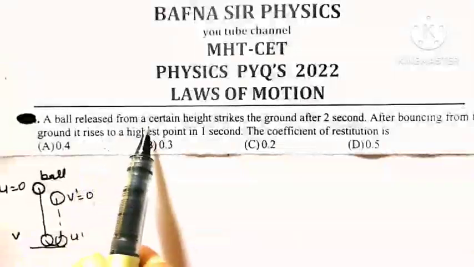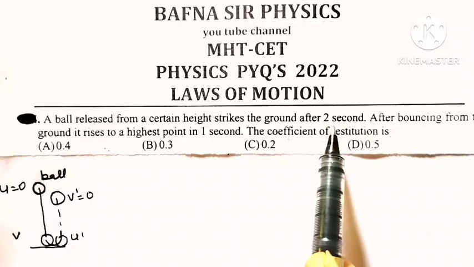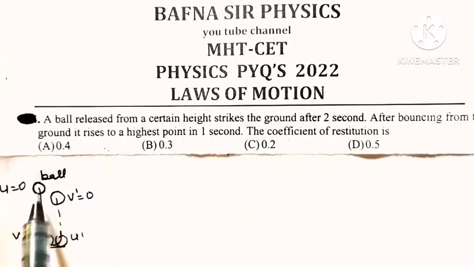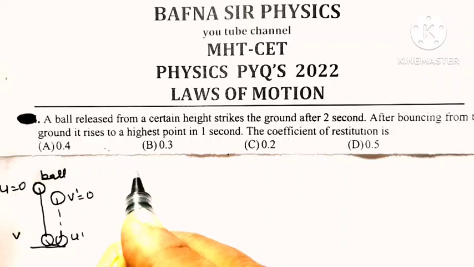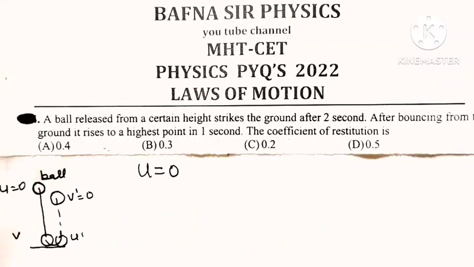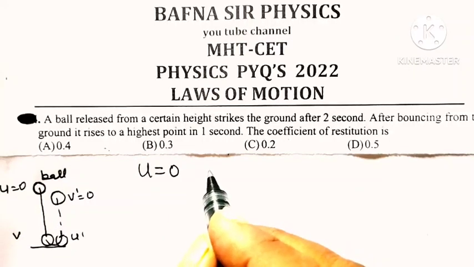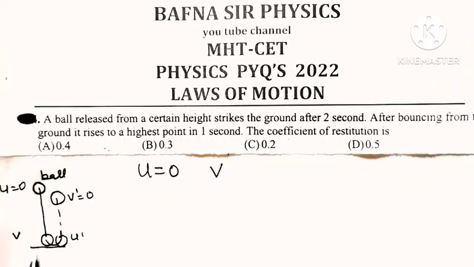A ball released from a certain height strikes the ground after 2 seconds. A ball is released from a certain height. It means the initial velocity of that ball is 0, and when it strikes the ground, let its final velocity, meaning the velocity of the ball when it strikes the ground, be v. Now, after striking, that ball rebounds.